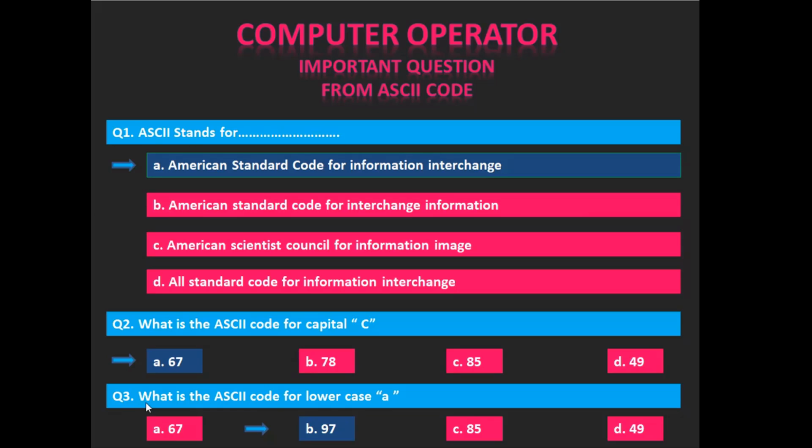Question number 3. What is the ASCII code for lowercase a? Option A 67, option B 97, option C 85 and option D 49. The right answer is option B, 97.